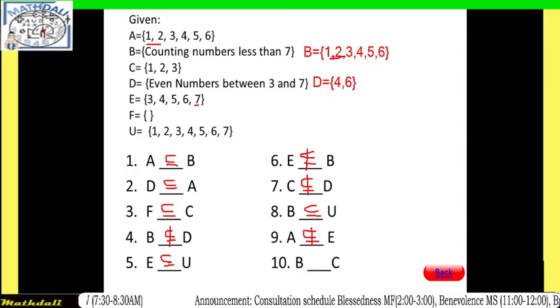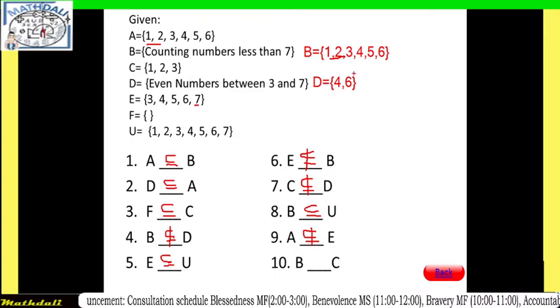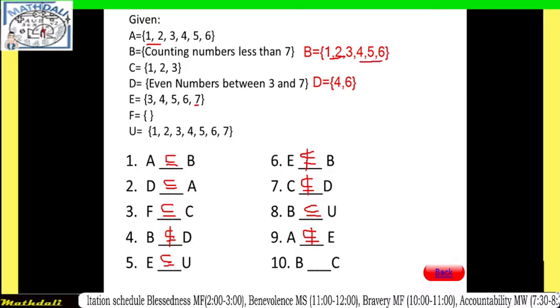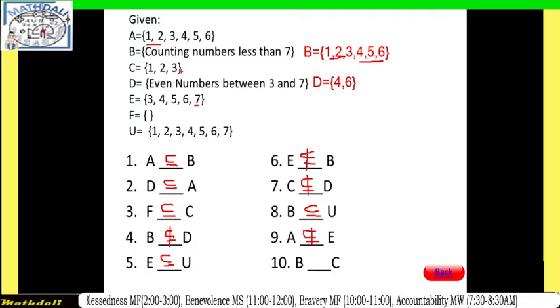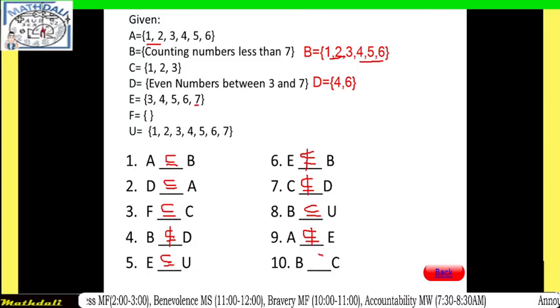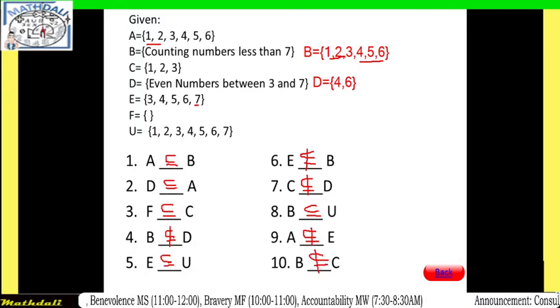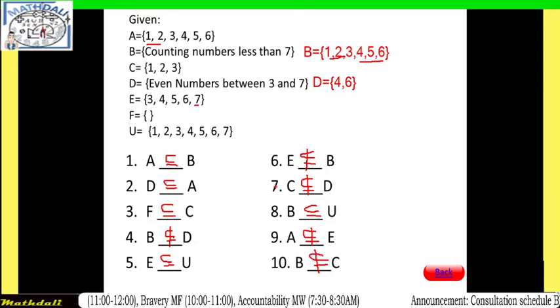Sorry. 1, 2, 3, 4, 5, and 6. Yan yung element meron si set B. Lahat ba to makikita sa set C? Definitely not. Kasi wala dyan yung ating tatlong element, yung 4, 5, and 6. Hindi yan makikita sa set C, so that is not a subset. So yan yung subset at saka not subset.